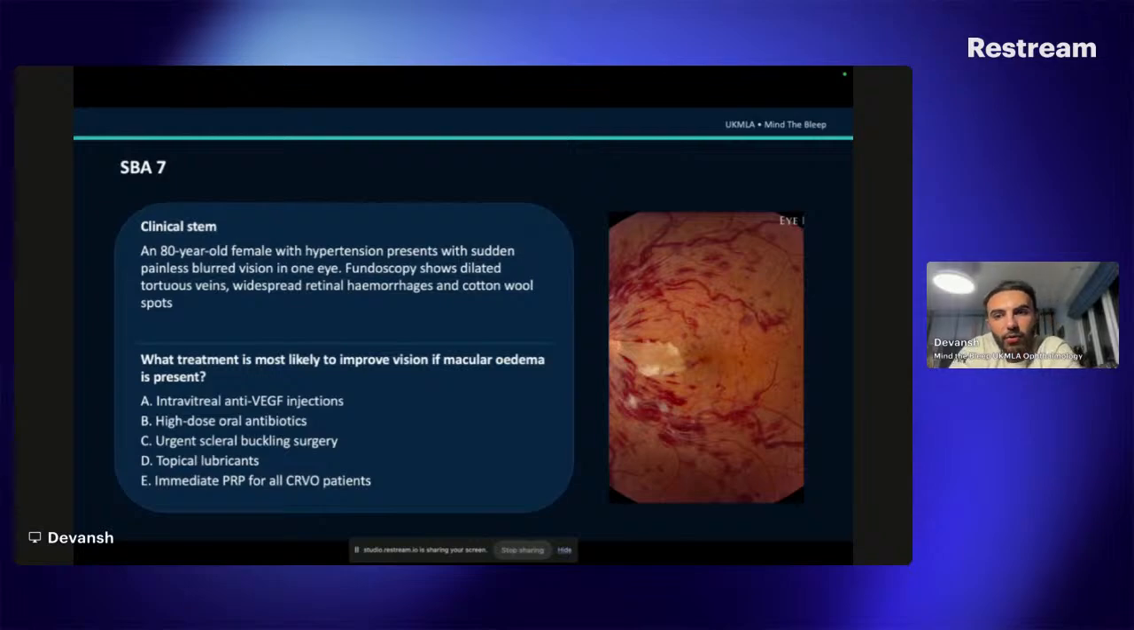SBA 7. So we have an 80-year-old female with hypertension presenting with sudden painless blurred vision in one eye. Fundoscopy is showing dilated tortuous veins, widespread retinal hemorrhages, and cotton wool spots, similar to the appearance that we can see on the right-hand side. Once again, we'll give you a minute or so to answer this question.